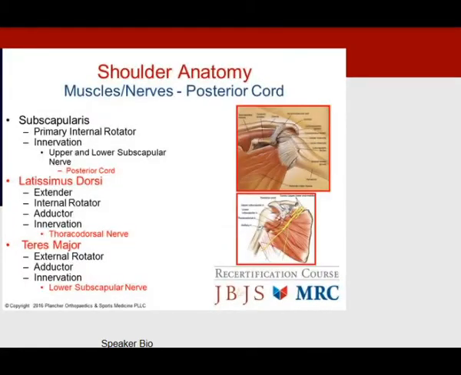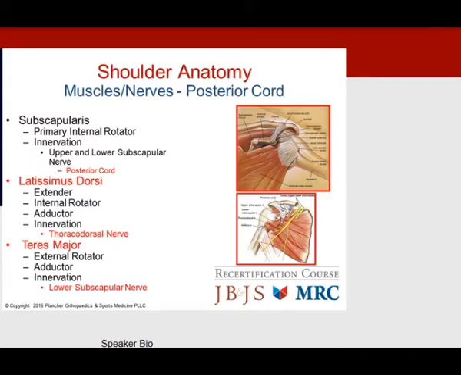The subscapularis is our primary and powerful internal rotator, innervated by the upper and the lower subscapular nerve. The latissimus dorsi, another internal rotator, is innervated by the thoracodorsal nerve, and one of our last external rotators, the teres major, is innervated by the lower subscapular nerve, unlike the teres minor, which is innervated by the posterior division of the axillary nerve.